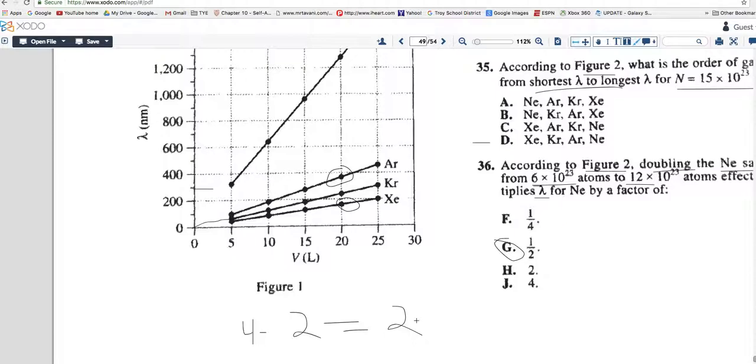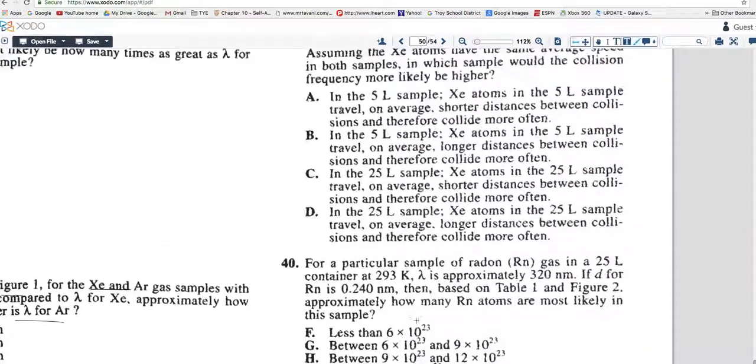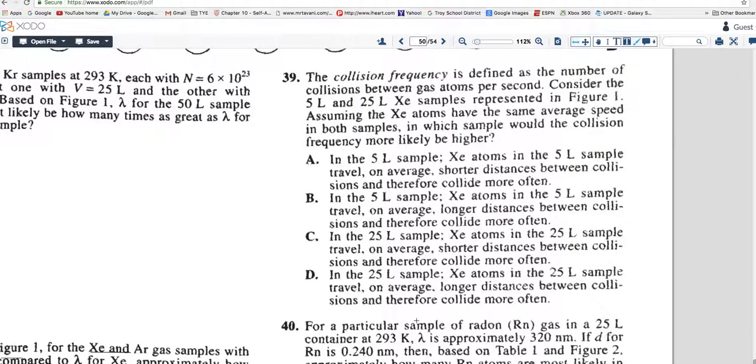Yeah. So basically it says that if there's a smaller distance, that means it'll collide more, which is why it would be 5L. Because at 5L it's less distance than 25L. So yeah, the collision frequency would be higher at 5L.